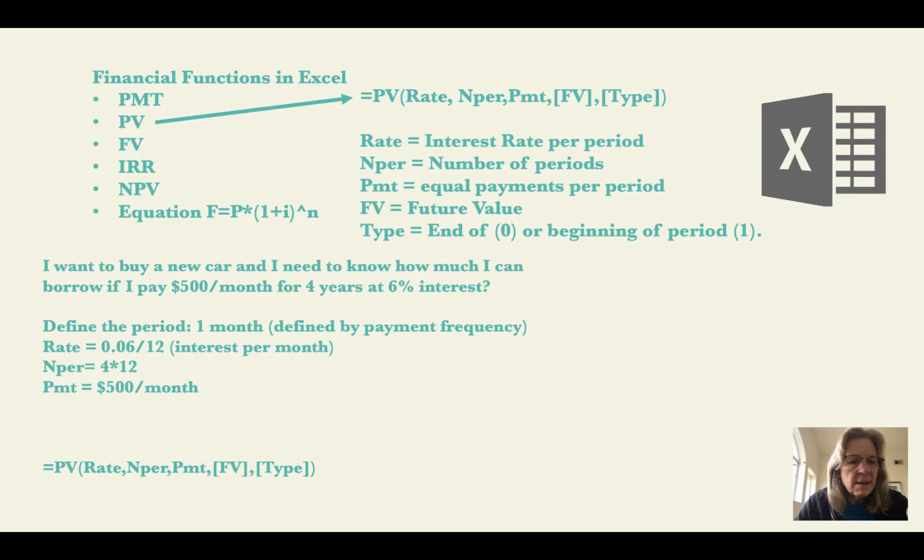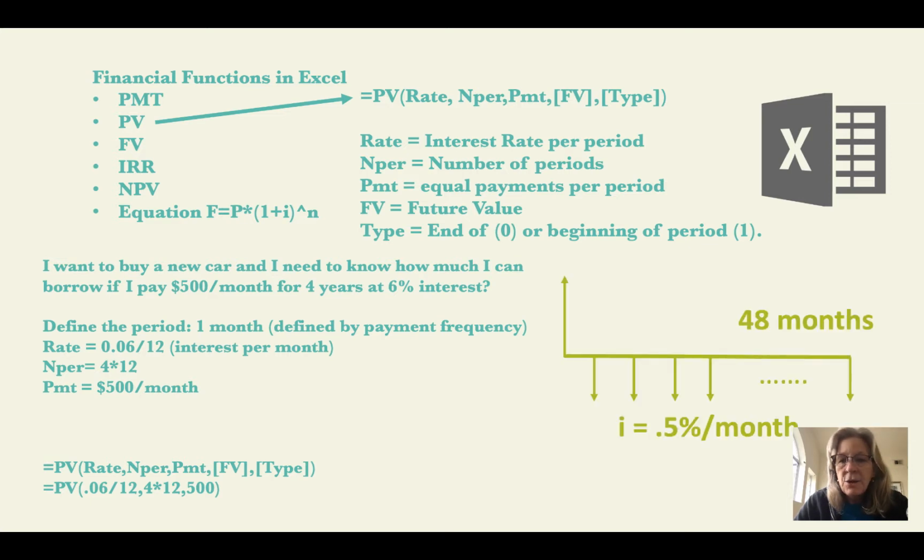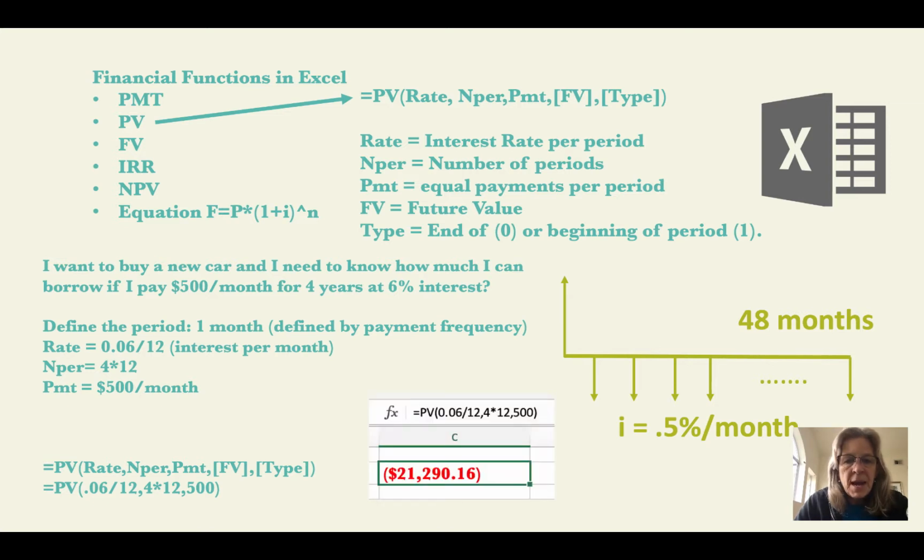And I have this format of the function here. So I put in 0.06 divided by 12, 4 times 12, and 500. And you can see what I'm doing here is I'm saying I have 48 months and 0.5% a month. And that gives me $21,290. That's the loan amount that I can get if I want to pay $500 a month. So that, on top of the down payment, will tell me how much I can afford if I want to purchase a car.